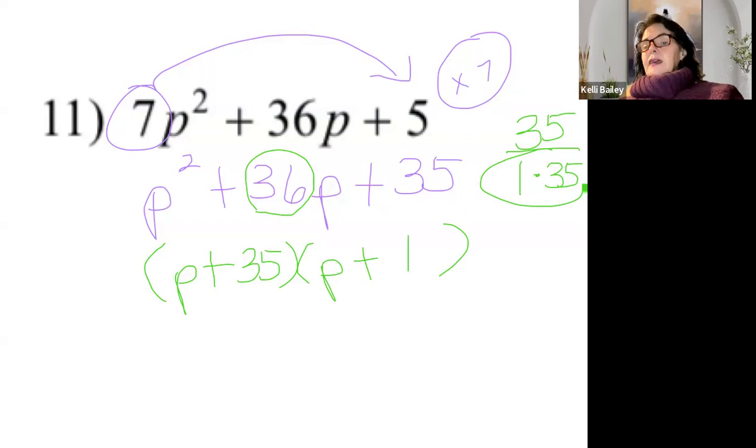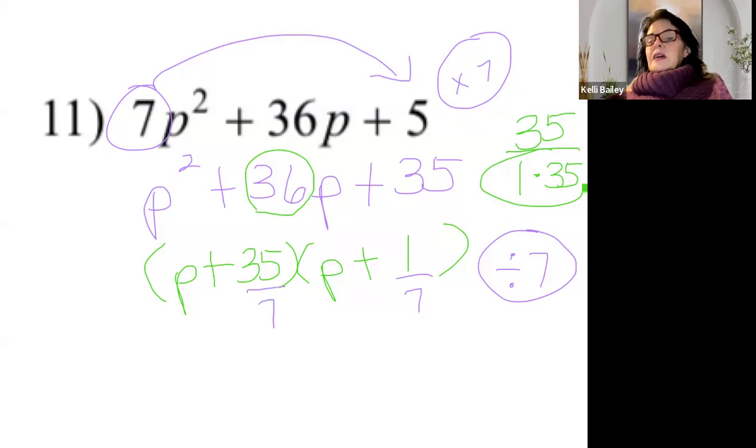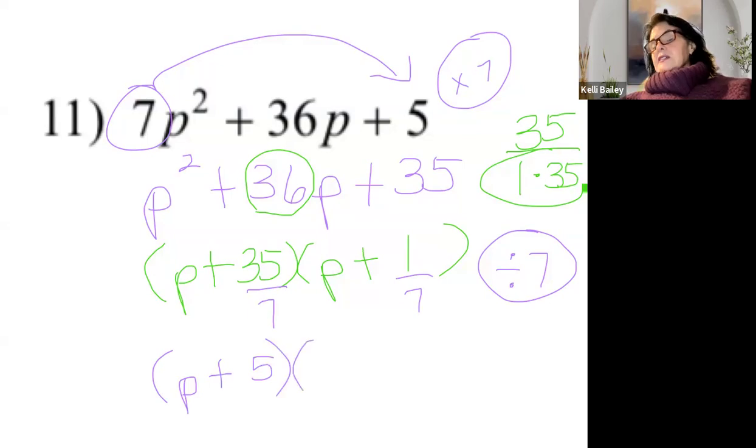All right, so again, we cheated. We did the over by multiplying by 7, so we've got to uncheat by dividing by 7. So I'm going to put the 7 under here on both. That means I'm dividing. Okay. So in the first one, p plus 35 divided by 7 is 5. And in the second one, 1 over 7 doesn't simplify, so I have to move that 7 up in front of p. 7p plus 1. And that is my answer.